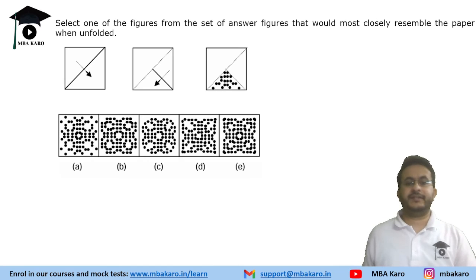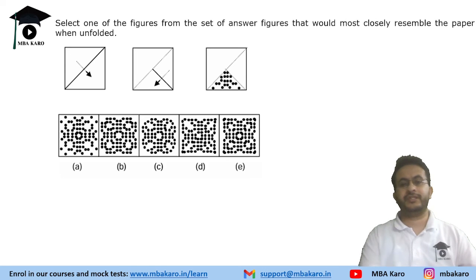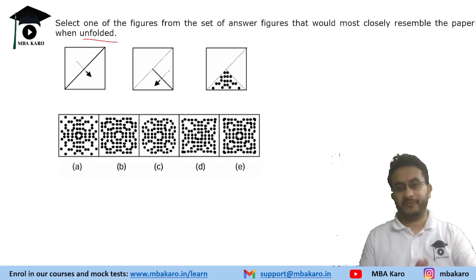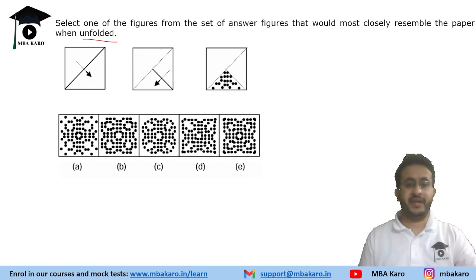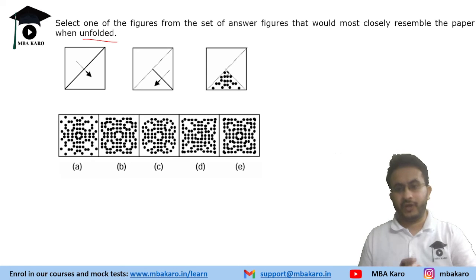Select the figures that would most closely resemble the paper when unfolded. Now this is an interesting question because paper folding and unfolding has too many elements. So you need not draw the complete thing. If you have to draw these, it would take a lot of time to solve. So how to solve it fastest?